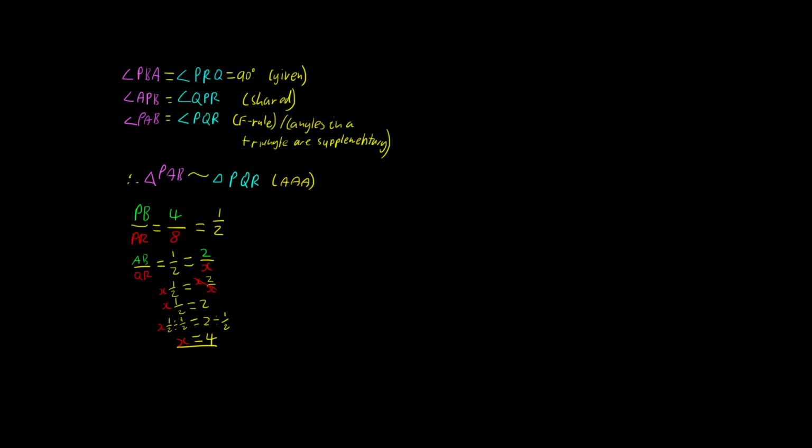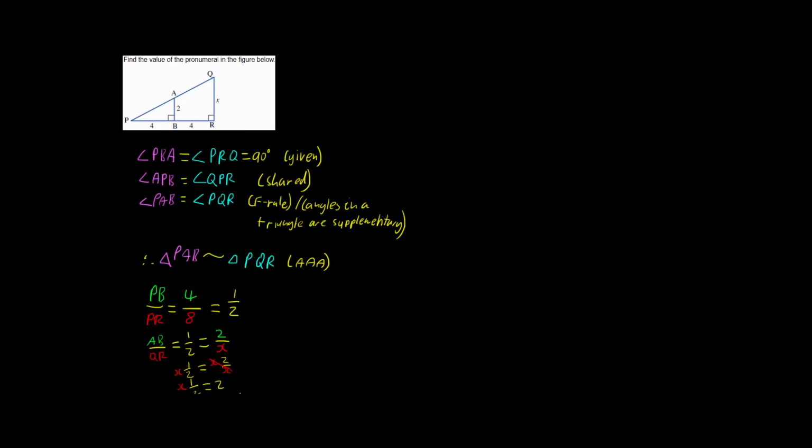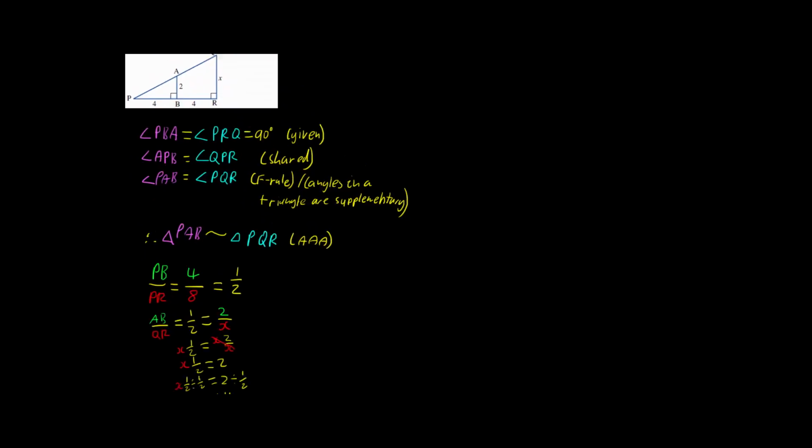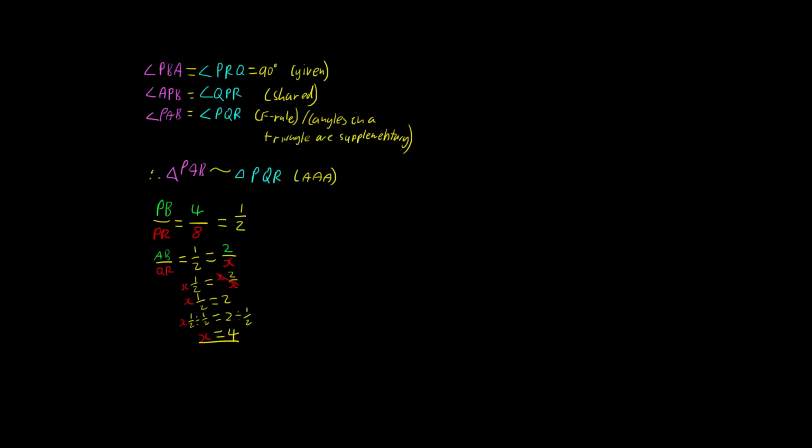So now we've found x. By using similar triangles, we've put together enough to be able to find our distance for x. But first we had to prove that the triangles were similar, then use the fact that these triangles are similar to find our unknown.